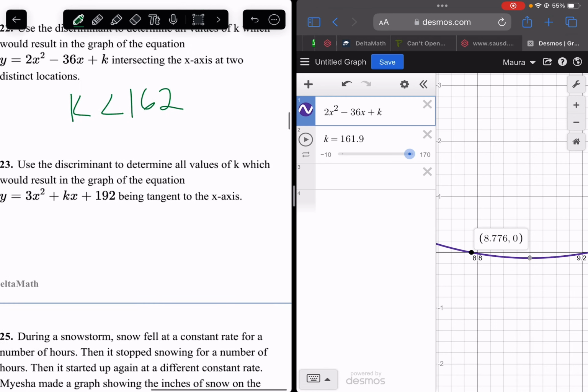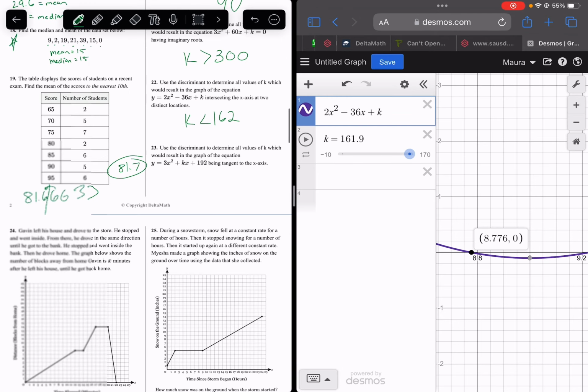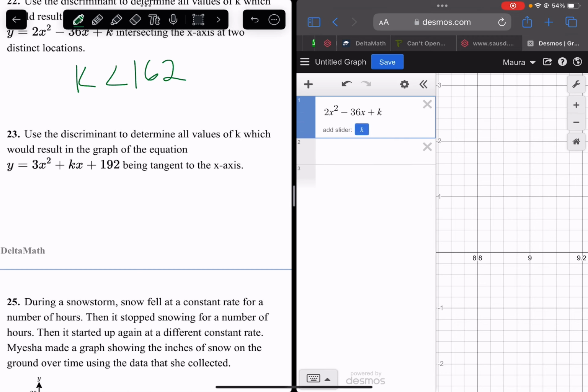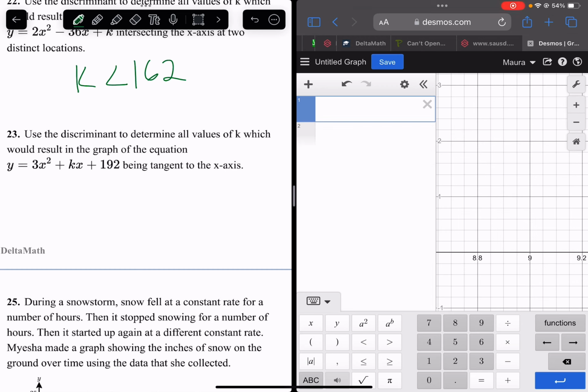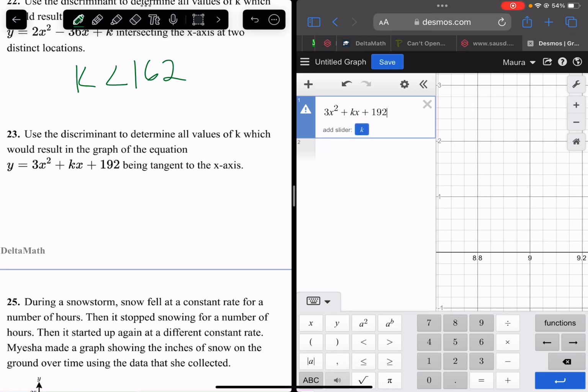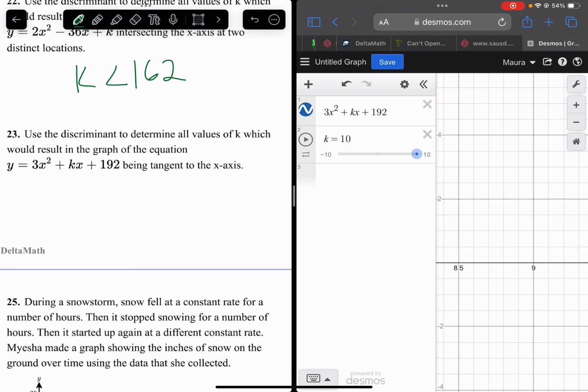All right. So let's go ahead and try number 23. They want this function to be tangent to the x-axis, okay? And what that means when something's tangent, it's just going to touch at one location. So essentially they're saying what value of k is going to give us one real solution here. So let's go ahead, we'll plug this in, and we get 3x squared plus kx plus 192.